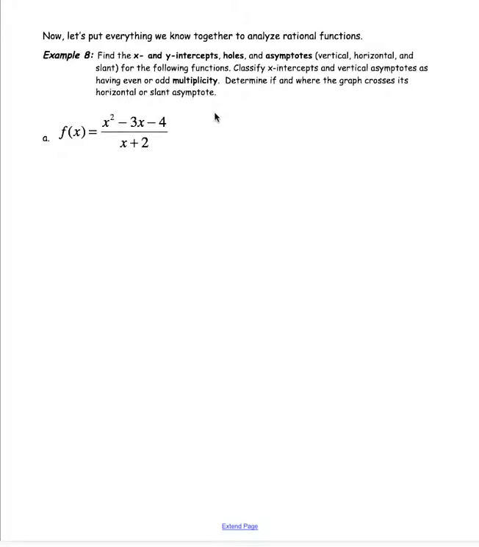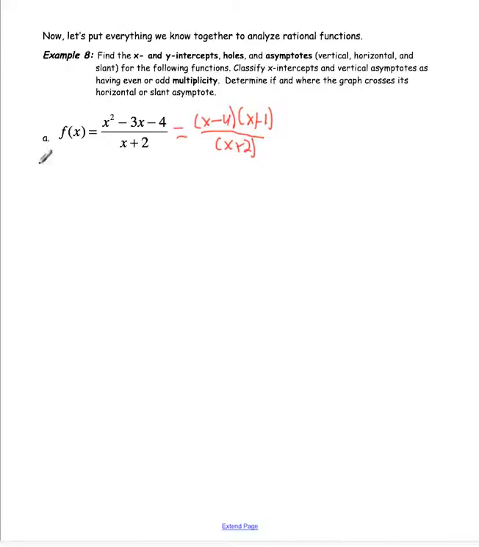Okay, we're going to perform an analysis of the rational function in example 8a from notes 4.1 days 2 and 3. To begin analyzing the rational function, we're going to factor, which is always the first step when we're analyzing a rational function. We're going to factor the numerator as (x minus 4)(x plus 1) over the denominator, which is x plus 2. And now we're going to go through the steps of our analysis.